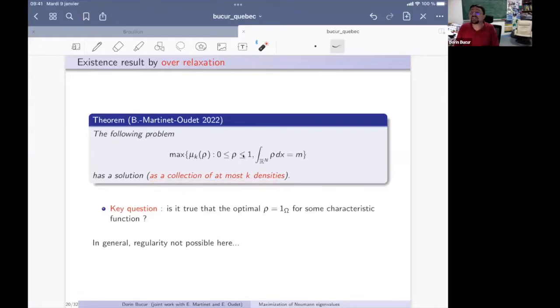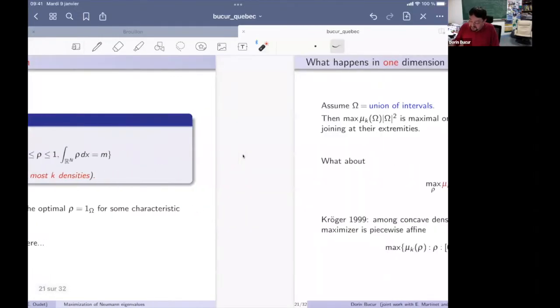This optimizer is a collection of at most k densities. The collection of k densities should be understood as k connected components of an open set. Now, once we know that we have these global maximizers, they do exist. Now, there are some other questions which come. Is it true that an optimal density is a characteristic function? And we don't know. We are not able to attack this problem even for mu1 in a box.